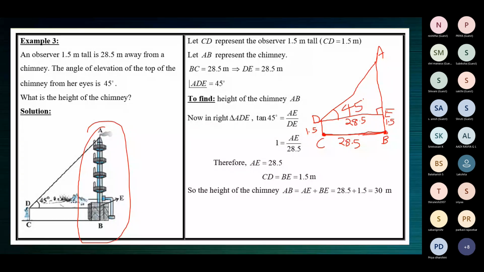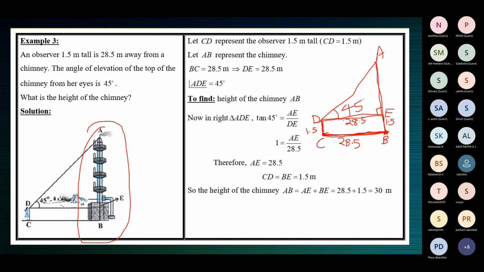So this is the ground level. This is the foot of the observer. This is the foot of the chimney. So the height of the chimney is from here. AB is the height of the chimney. We are given the height of the observer, 1.5, so the opposite side, this portion alone, will be 1.5. The distance between the foot of the observer and the foot of the chimney is given, 28.5. So this one is also 28.5.